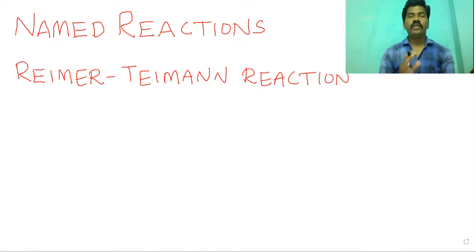So what is the Reimer-Tiemann reaction? The Reimer-Tiemann reaction is a type of substitution reaction, named after the chemists Karl Reimer and Ferdinand Tiemann. The reaction is used for the ortho-formylation of phenols. So what happens in this reaction actually?